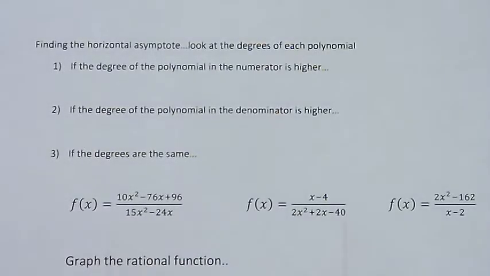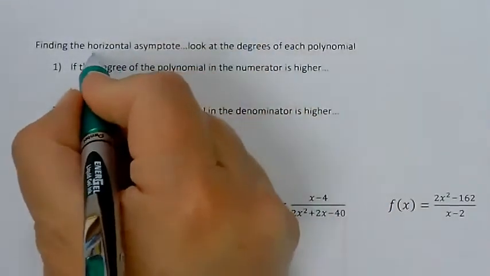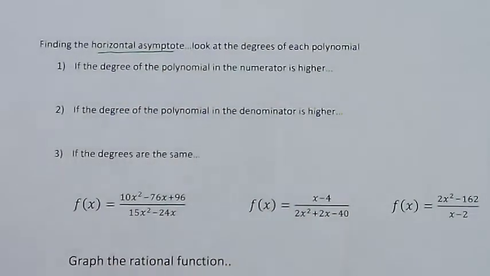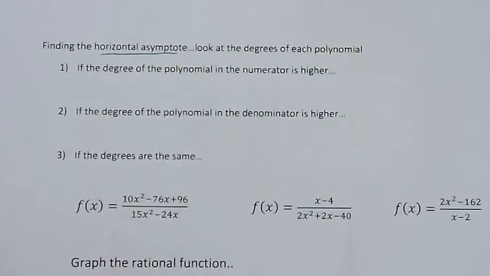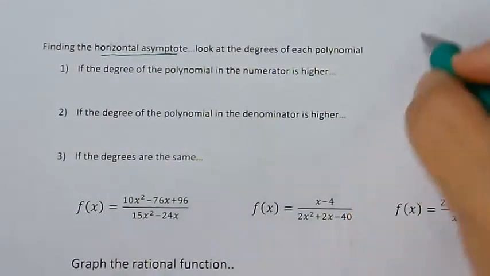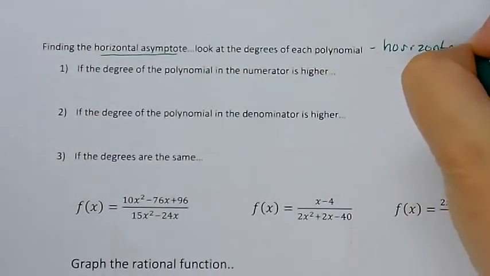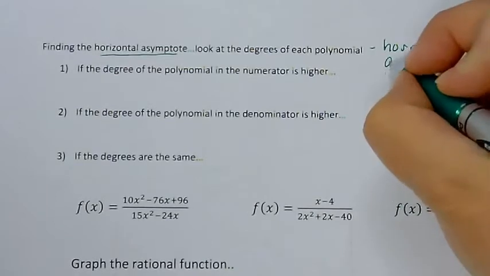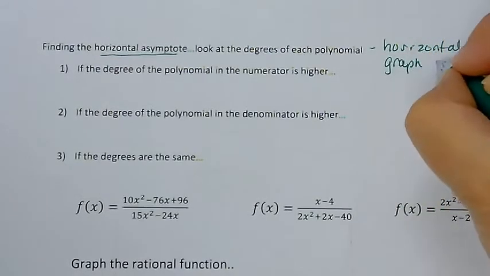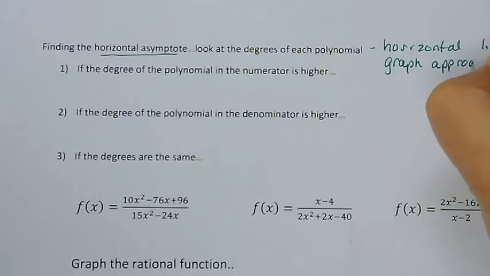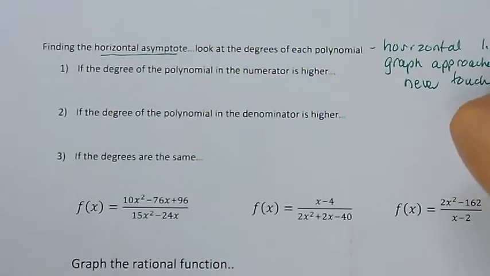So let's look at another feature of graphs called the horizontal asymptote. And we talked about that briefly on the front side of this worksheet. So a horizontal asymptote is a horizontal line that the graph approaches but never touches, as we move from the origin.